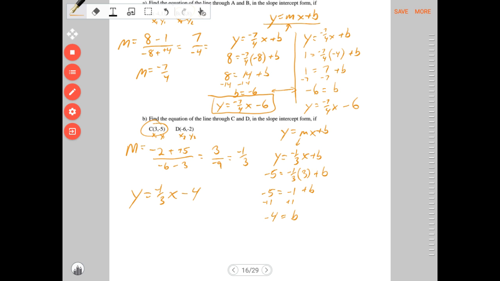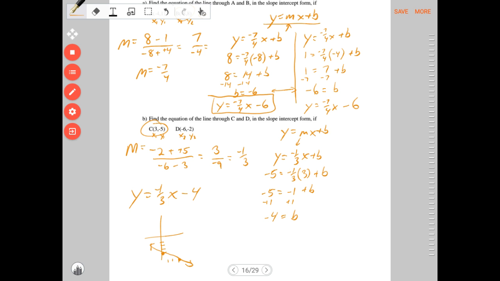Now, if I really wanted to graph that, I certainly could, because we know that the y-intercept would be negative 4, 1, 2, 3, 4, and our slope is negative 1, and then 1, 2, 3 over. So then you can graph that really super quick.